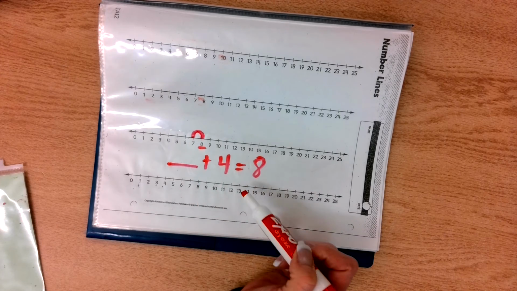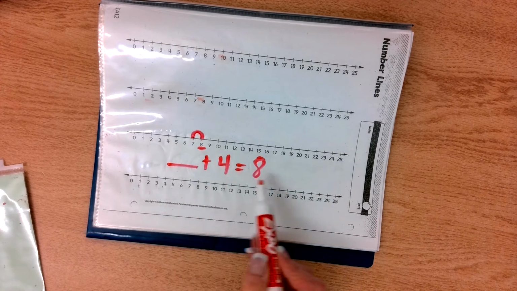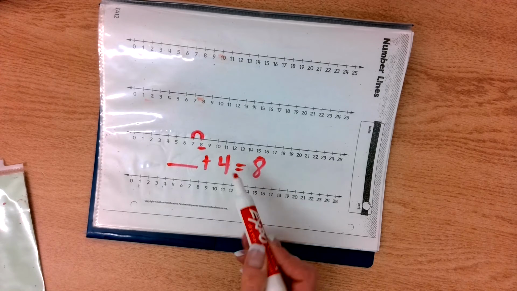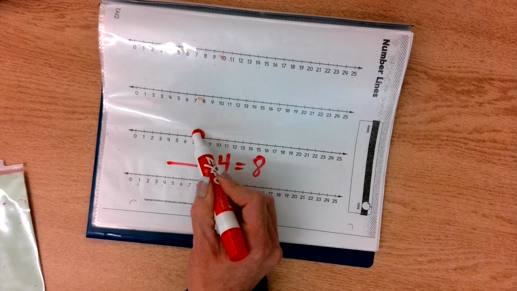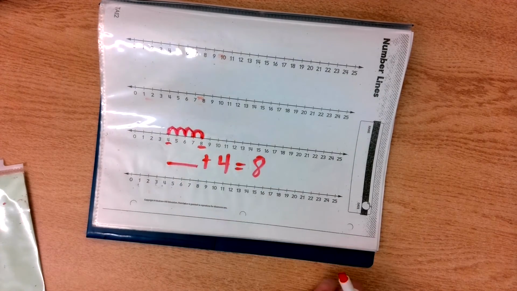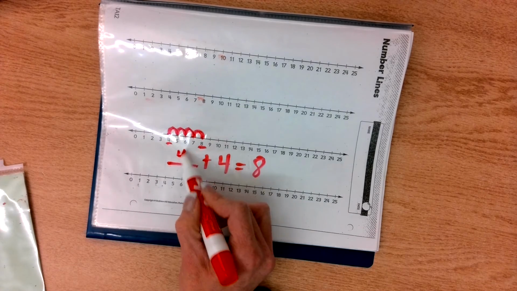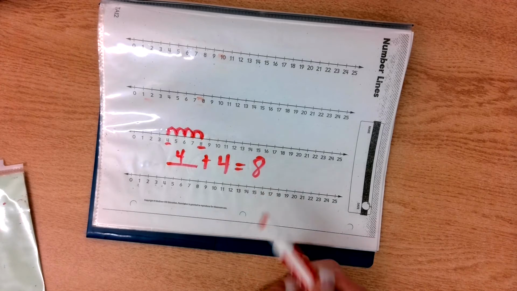1, and we're going backwards because we want this number to be smaller. These two numbers have to equal 8. So that's why we're going backwards, even though it's addition. So 8, we've got 1, 2, 3, 4. What do we land on? 4. So 4 hops in between, that's that 4, equals the 8.